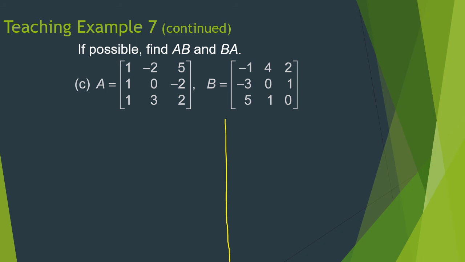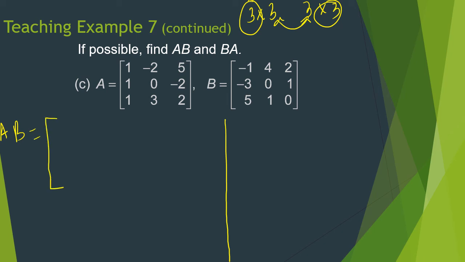So we're doing A, B, and because we have a 3 by 3 and a 3 by 3, oh, we're happy, it's going to work. Oh, we're happy, and my product is going to be a 3 by 3. Okay? So we have 1 times negative 1 is negative 1. We have negative 2 times negative 3 is positive 6. We have 5 times 5 is 25. Element 1 done. That was first row, first column.